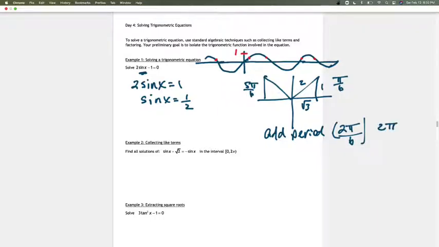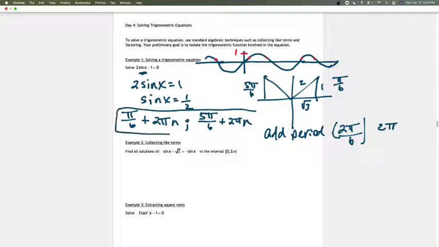So your answers are going to be pi over 6 plus 2 pi n. Now we can keep adding that period, that 2 pi, over and over again. So we're going to put 2 pi n in. And then another answer would be 5 pi over 6 plus 2 pi n. So this takes care of all the places where the sine of x is equal to 1/2. I probably should say that n is the set of all integers, because it could be a positive number or a negative number, just whole numbers.